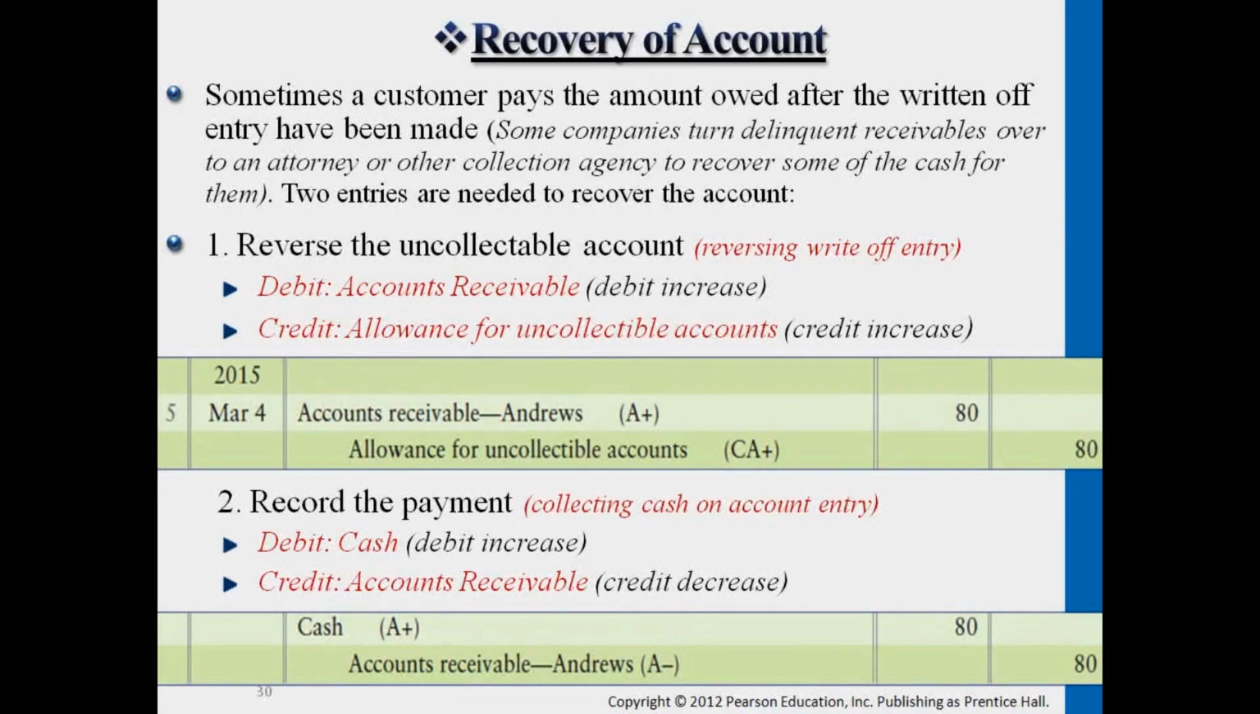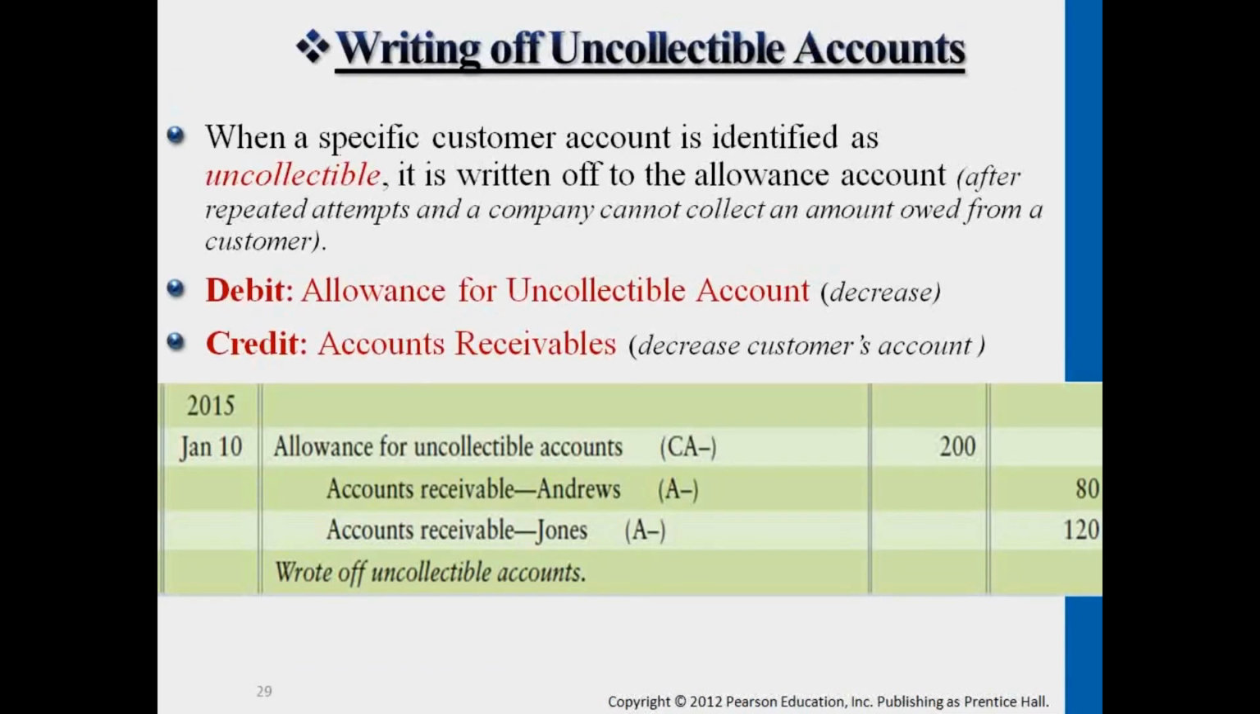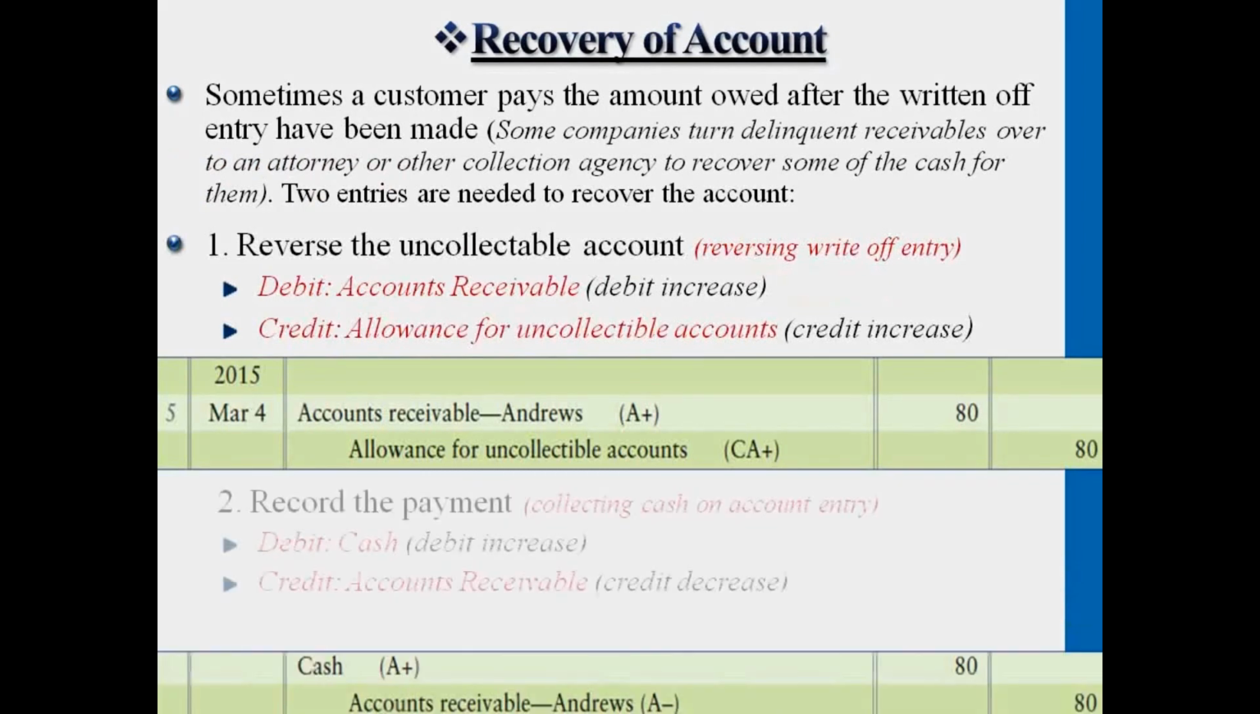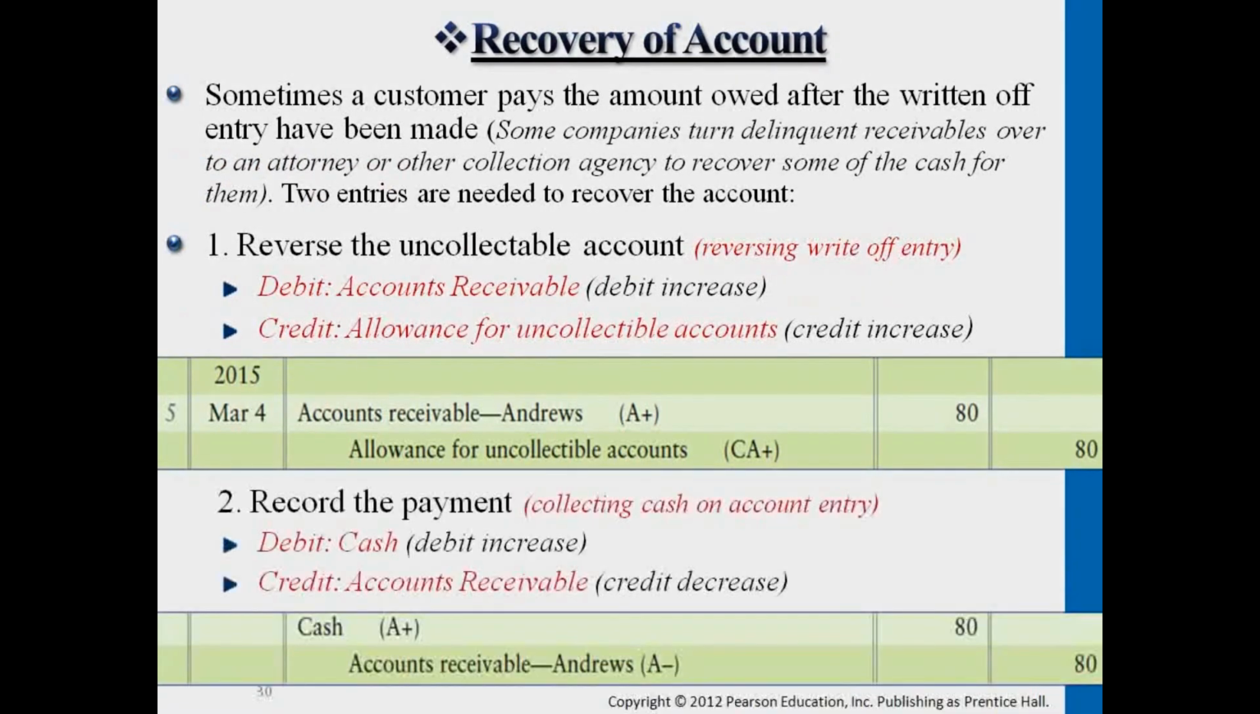So this is just flipping the entry that we just did in the prior slide, writing off the entry. So we're flipping this back by increasing accounts receivable back because this customer is paying us back the money, recover this entry, and then a normal cash collection entry.